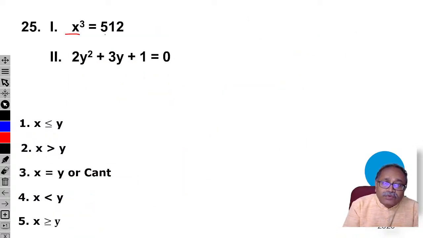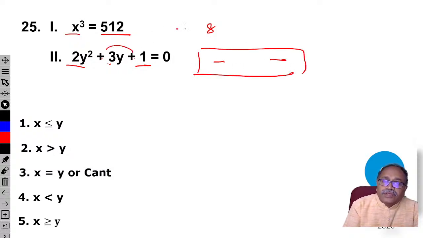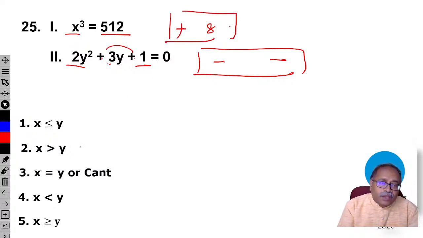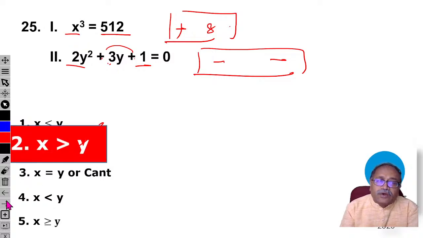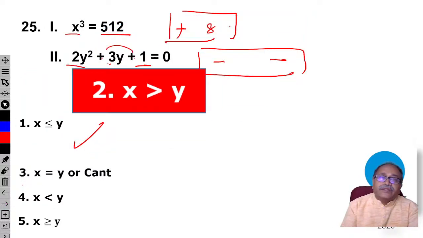So here x cube is equal to 512, it is positive. So you know that 512 is 8 cube. So obviously it should be positive 8. After that, come to this one. 2 plus 1 becomes 3. So therefore the plus will become minus and the plus changes the next sign to minus. So we got y in negative and x in positive. Obviously x is greater than y. Is it there here? x is greater than y. Option 2, yes, there. Right.